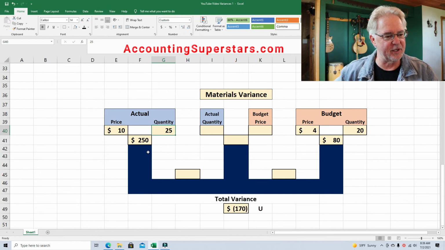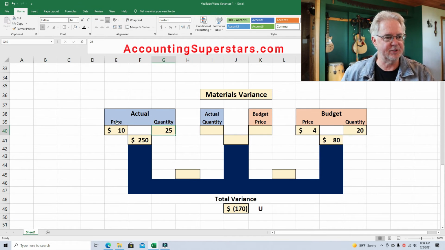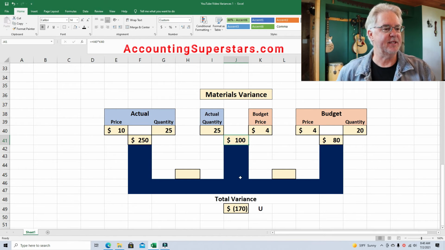Okay, so we want to look into it a little bit more closely and figure out our price and quantity variances. So here's how it works. The quantity here is 25, and the inside gets moved in. So the 25 is going to get moved in, and the 4 is going to go on the inside. And 25 times 4 is 100. Okay, so let's figure out these variances.